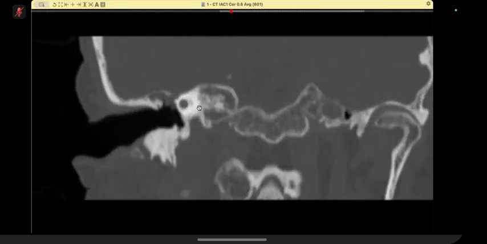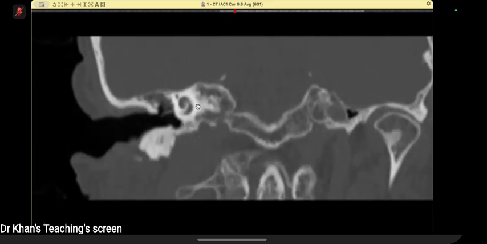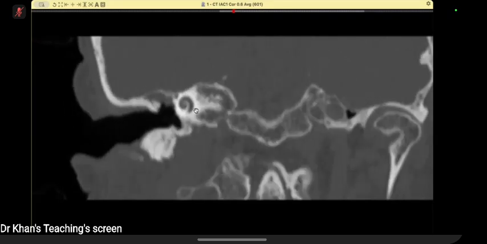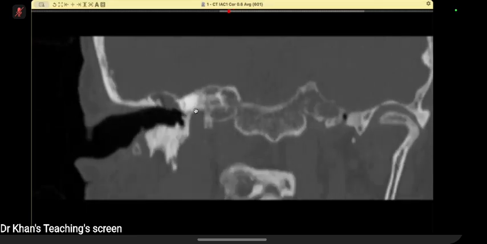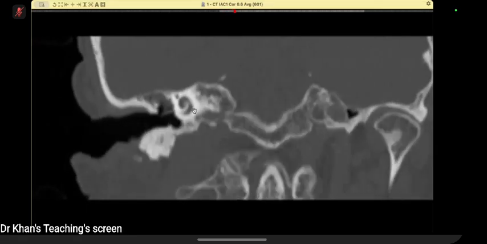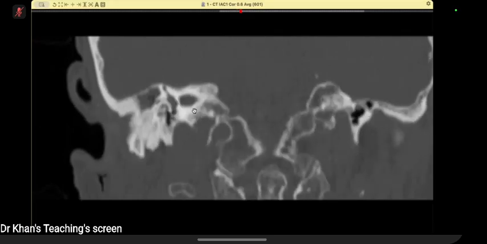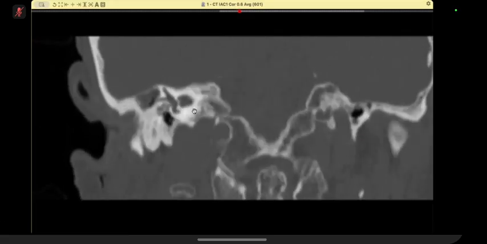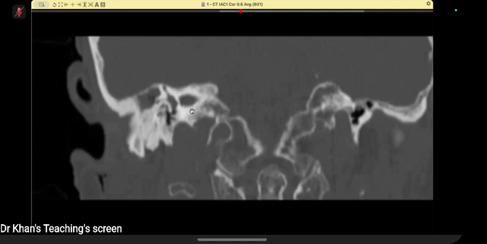So there is fistulization. So this will be a pars tensa cholesteatoma with fistulization of the lateral semicircular canal and dehiscence of the facial nerve canal.